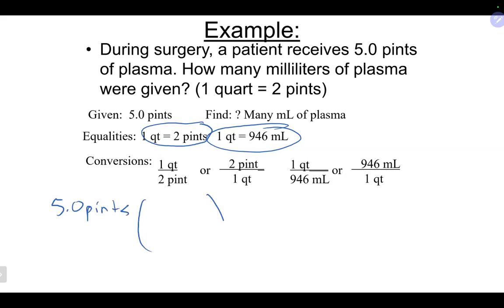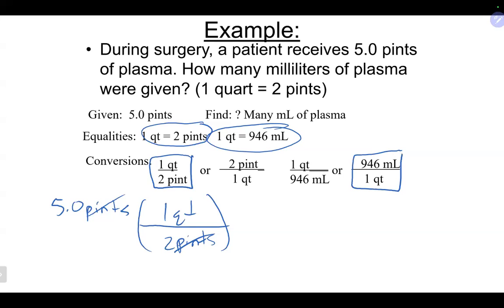Once again, we're going to do some opposites here. So we first want to get rid of pints. So that will work for our opposite location. 1 quart, 2 pints. Once again, if we stop right here, the pints will cancel. We will be left with quarts. We need to go 1 more to get us to milliliters. And that would mean we would need to use our conversion factor on the right there.